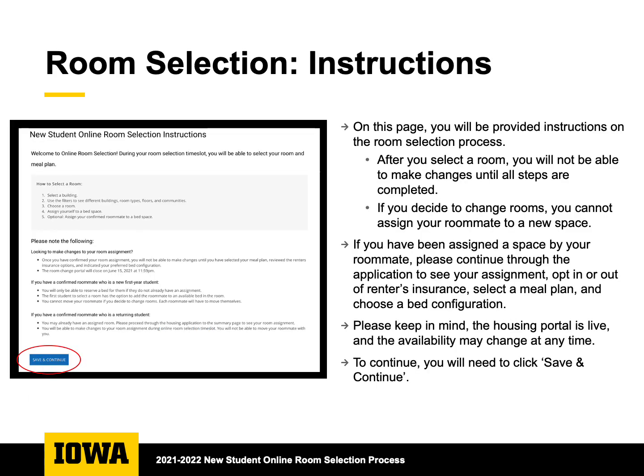The first page in the application will contain the instructions for online room selection. Please note, after you assign yourself and/or your roommate to a space, you will not be able to make changes until all steps in the room selection process are completed. If you decide to change spaces, you will not be able to assign your roommate to a new space. They will need to do so manually during their own time slot.